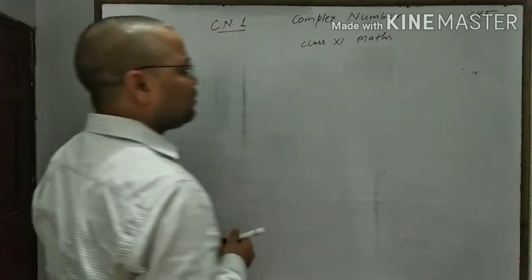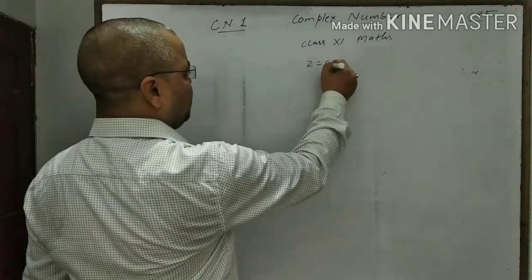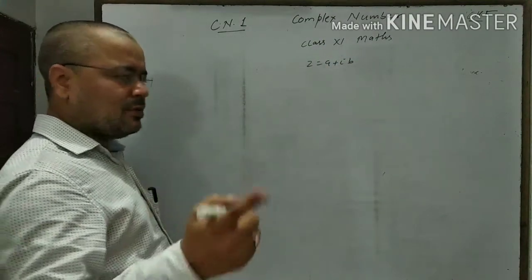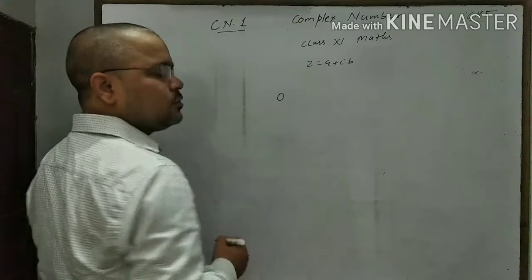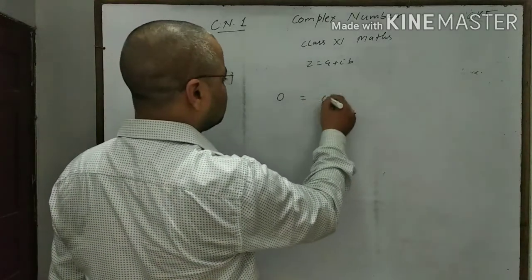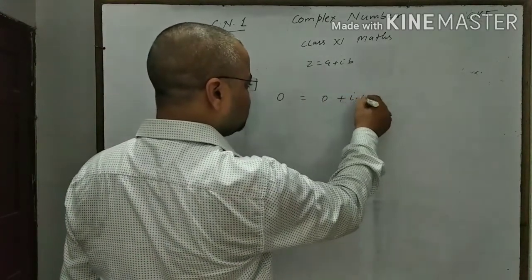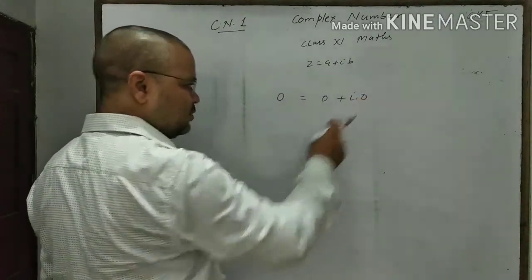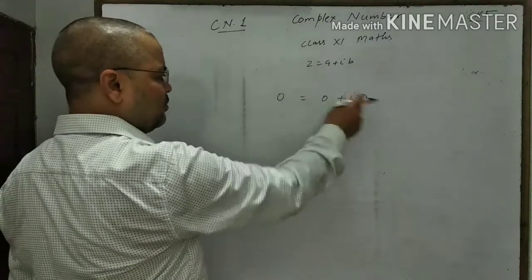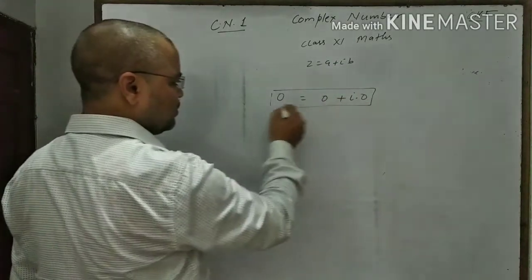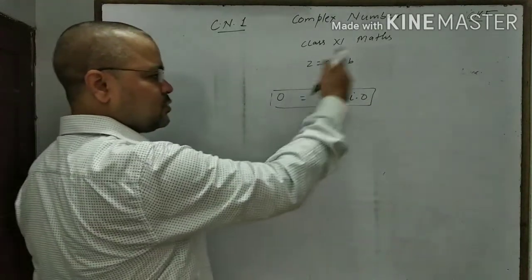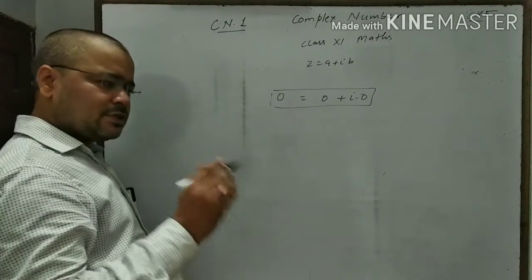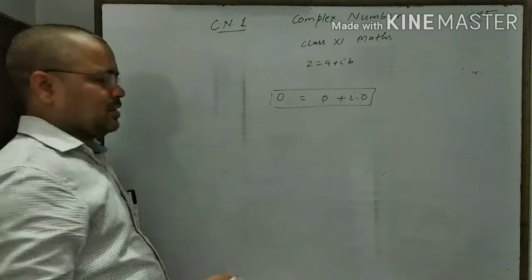We know that the standard form of a complex number is a plus ib. So first let us start from 0. 0 can be written as 0 plus i into 0. The real part is 0 and the imaginary part is 0, but in standard form we can write it this way. So 0 is also a complex number, meaning we can represent 0 in the form of a complex number.